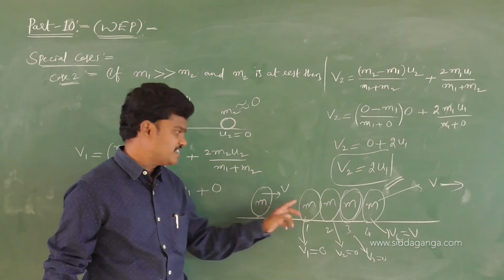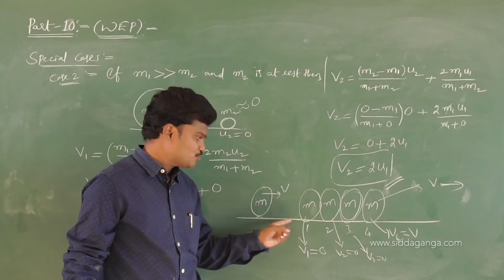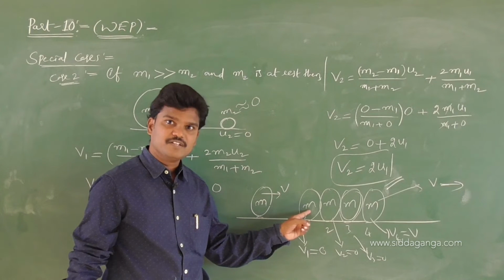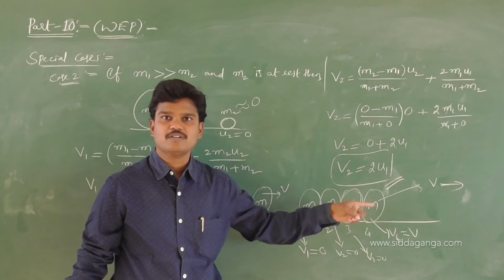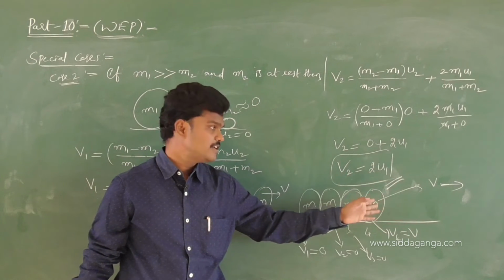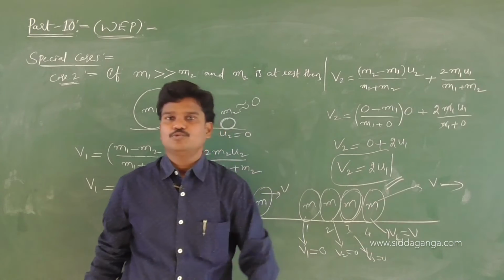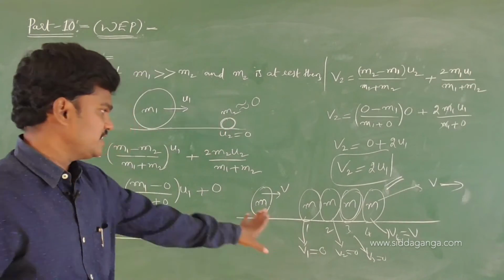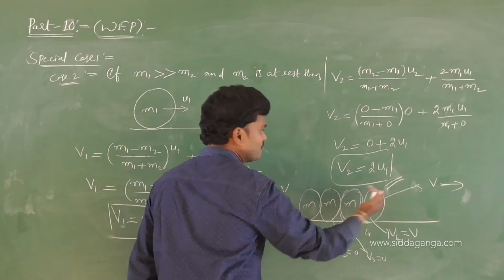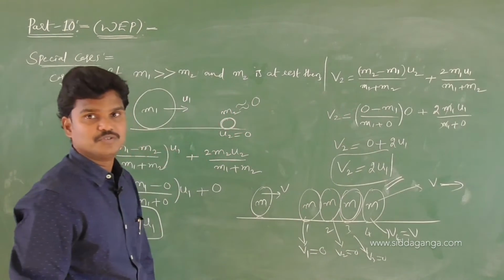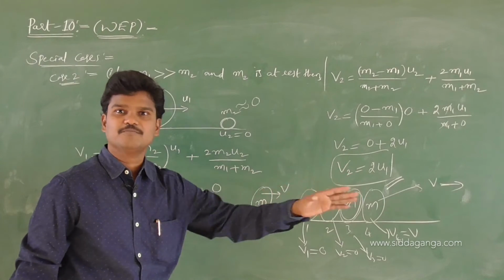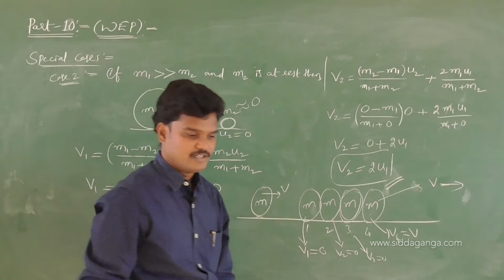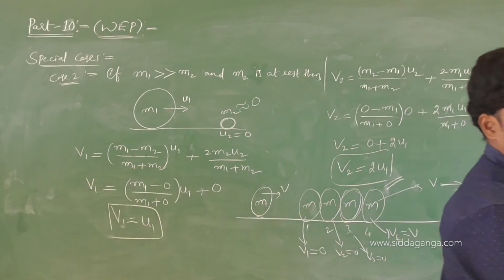Once this particle hits this one, this particle comes to rest and this attains velocity v, and this is going to hit the next one, comes to rest, and that hits the next one and comes to rest. Continuing, finally the last particle moves with speed v. So the answer in this case is 0, 0, 0, v. This velocity is transferred; momentum is transferred, that is nothing but collision, in a small time interval.